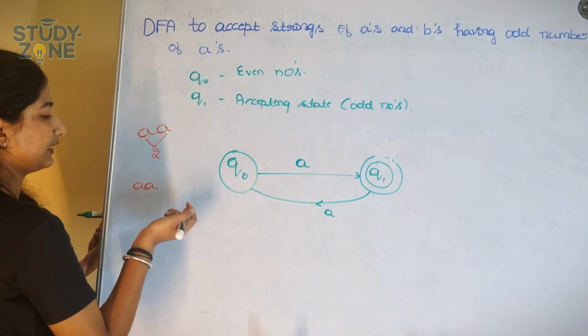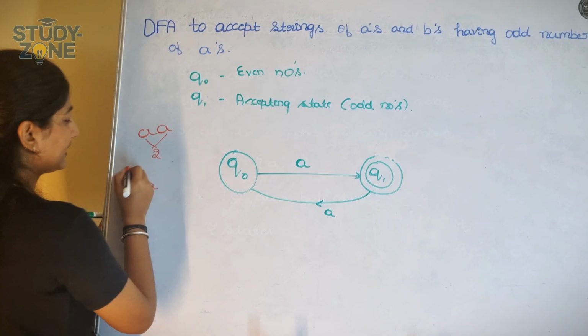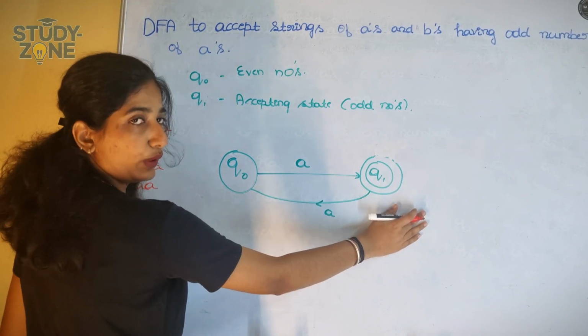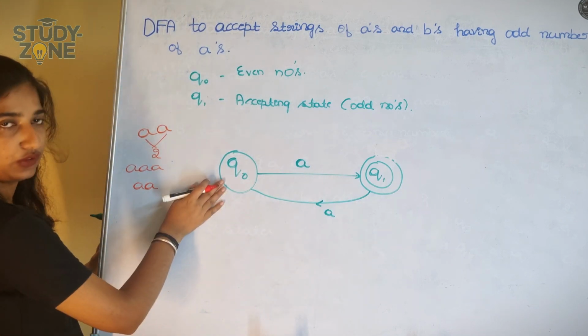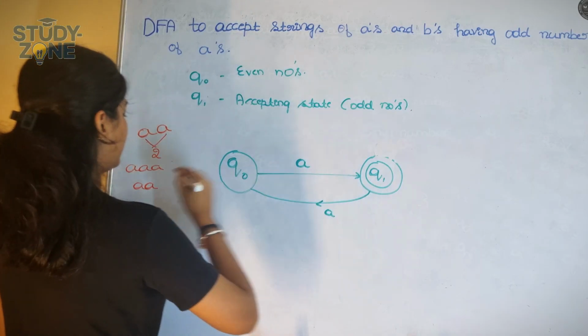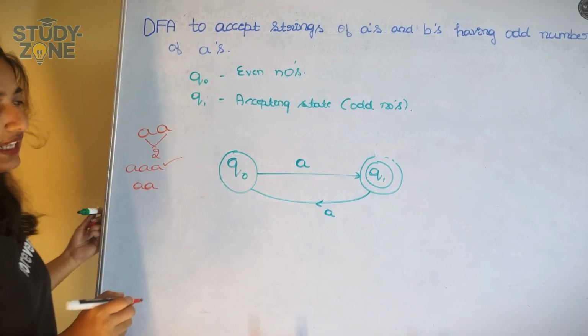So let's take another one A, which means we have an example of A A A. Q0 on A moving to Q1, Q1 on A moving to Q0, again in Q0 we have A, so it is moving to Q1. So the string will get accepted.